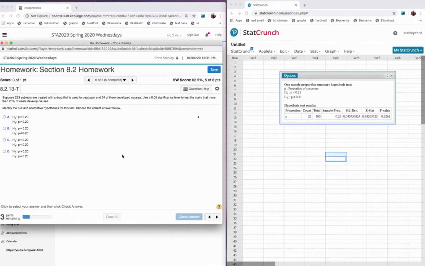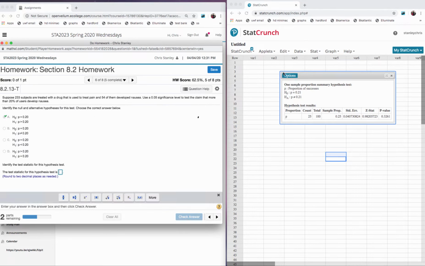Okay. Another one, treat nausea. They had 54 patients develop nausea out of this. More than 20%. So I think it's more than 20%. So the claims are more than. So there's a more than. It's greater than. It's this one. So if their claims are greater than, it's going to go on your alternative, which makes your null always equal.